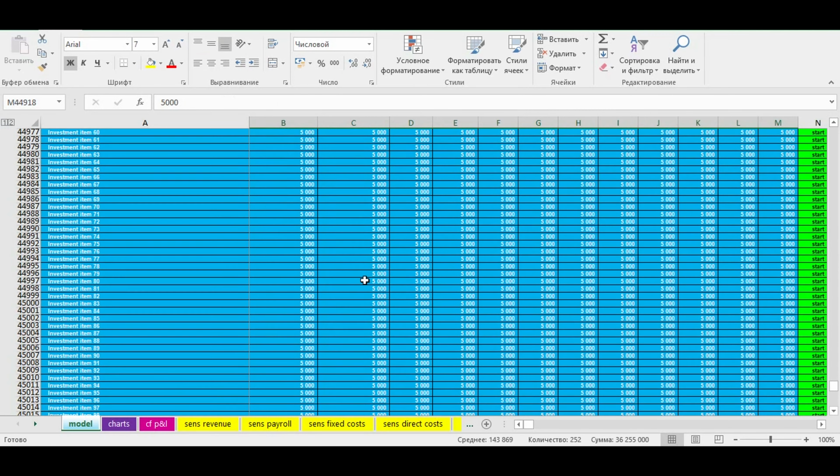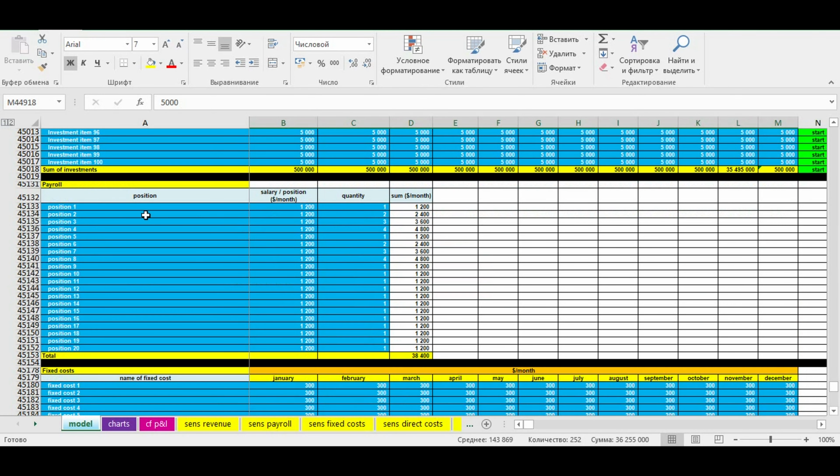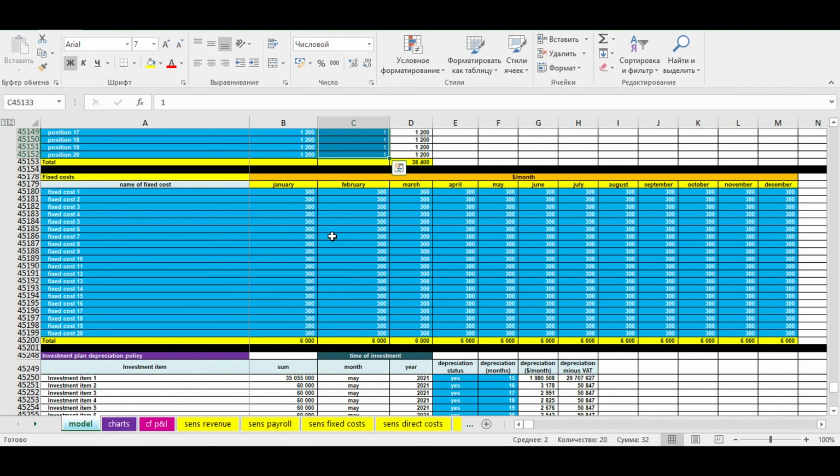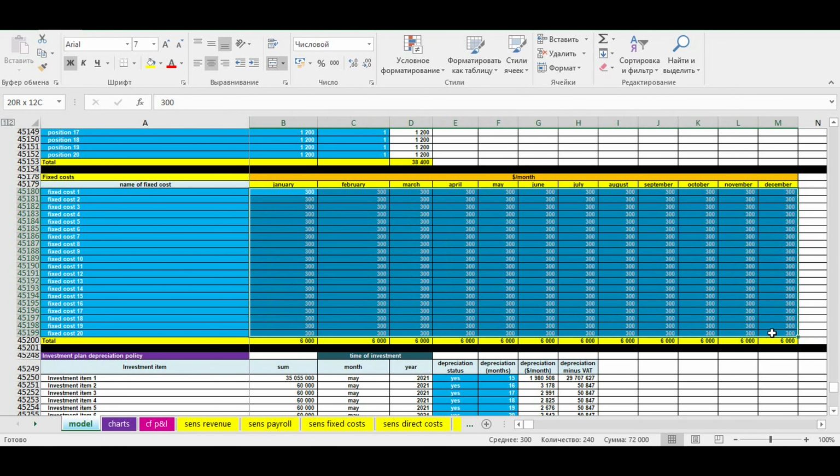Then we describe people, their positions, salaries, amount of people on every position. Our fast food business also has some fixed costs which can be specified here. We've marked a typical year when you can put your fixed costs even if they have some seasonal fluctuations.